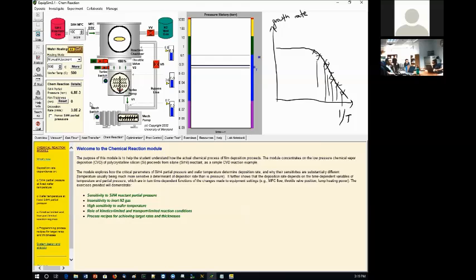Yeah, what do you guys read? Is that the same on your screen? 3.0. Yeah, 3 times 10 to the minus 2 nanometer per second. It's still low, so 500 degrees is still low, but I'm starting to grow something. Let's go to 800, and then you guys will see what I mean.